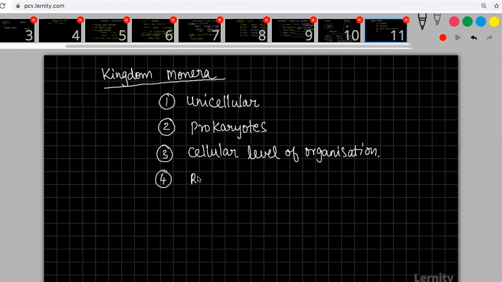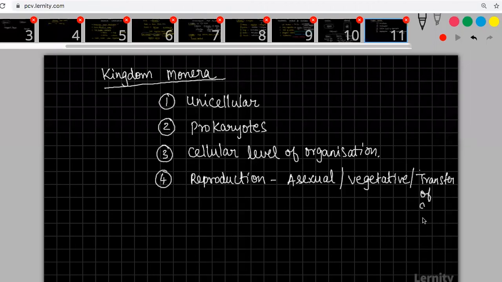Okay, the reproduction can be asexual, or vegetative, or they might have transfer of genes. Okay, and then the fifth one is nutrition.